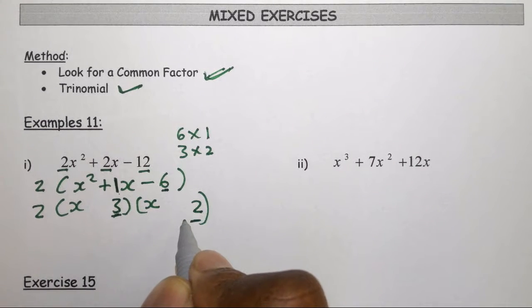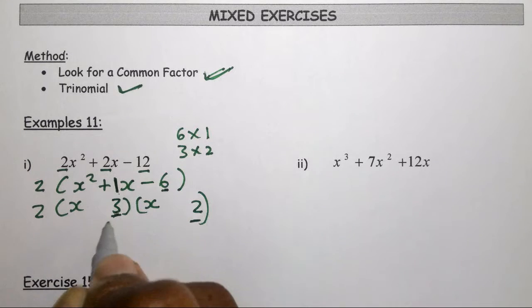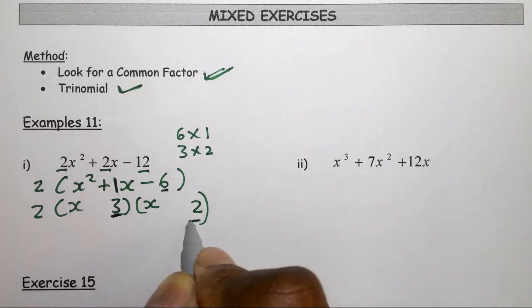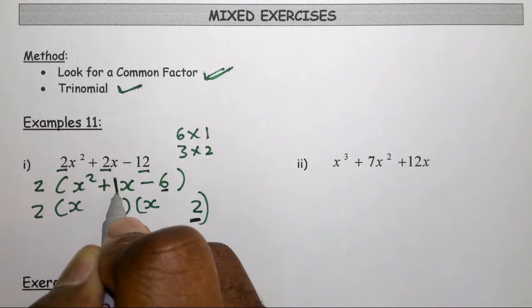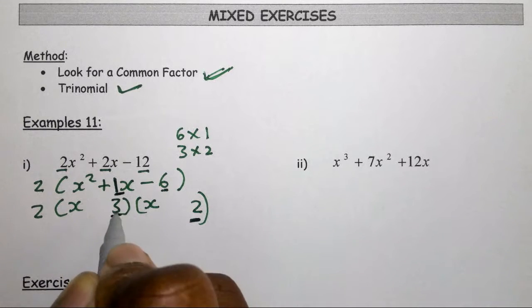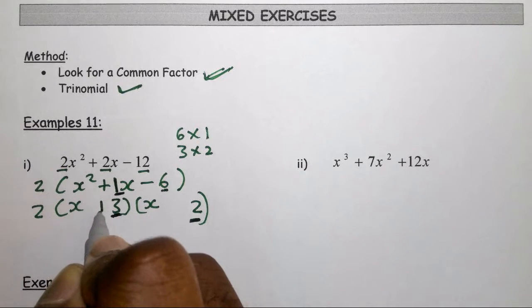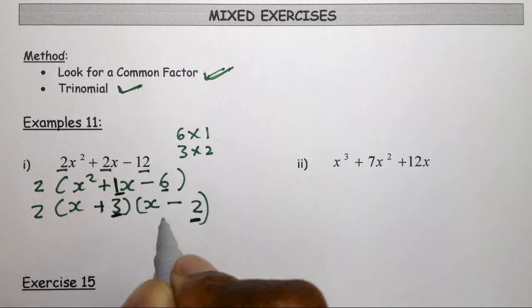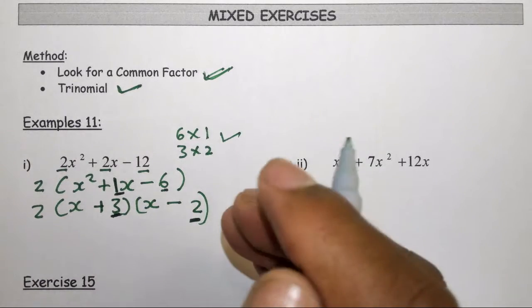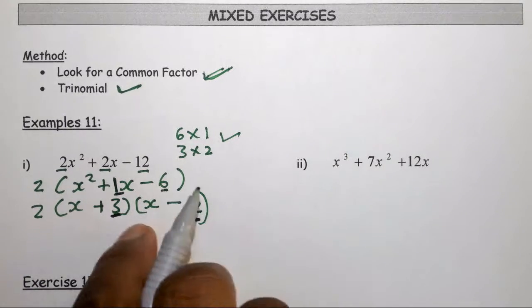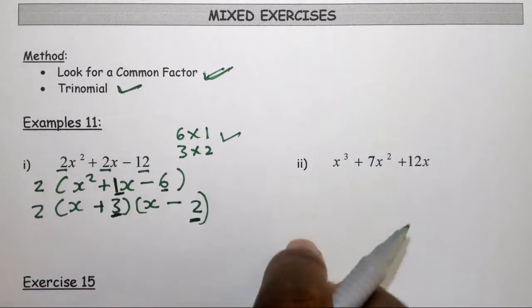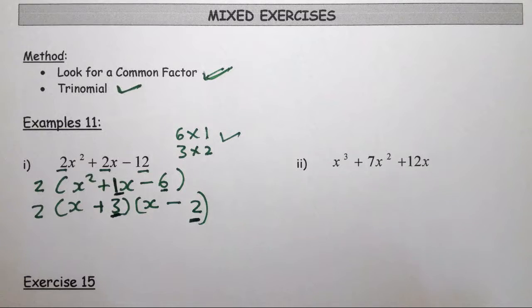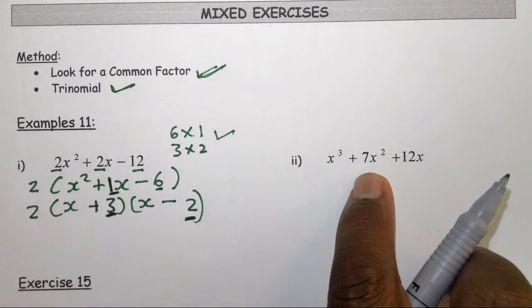Then what about the signs? For the signs, the bigger number between 2 and 3 takes the sign of the middle term. The bigger number is 3, so this will be plus and that will be minus. Okay, good. It's important that you do your factors to check that. If you get used to this, it's easy to just put the numbers and do it in your head, just like that. Let's look at the second example.